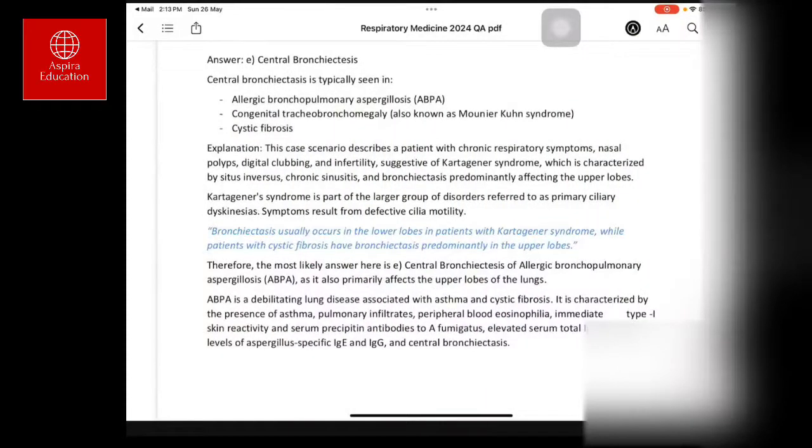Now, how do we reach that diagnosis? So, central bronchiectasis per se is seen in number one, ABPA, number two, congenital tracheobronchomegaly, also known as Mounier-Kuhn syndrome, or as you suggested, cystic fibrosis. Now, this case scenario describes a patient with chronic respiratory symptoms, nasal polyps, digital clubbing, infertility, suggestive of Cartagena syndrome, which is characterized by situs inversus, chronic sinusitis, bronchiectasis, predominantly affecting the upper lobes.